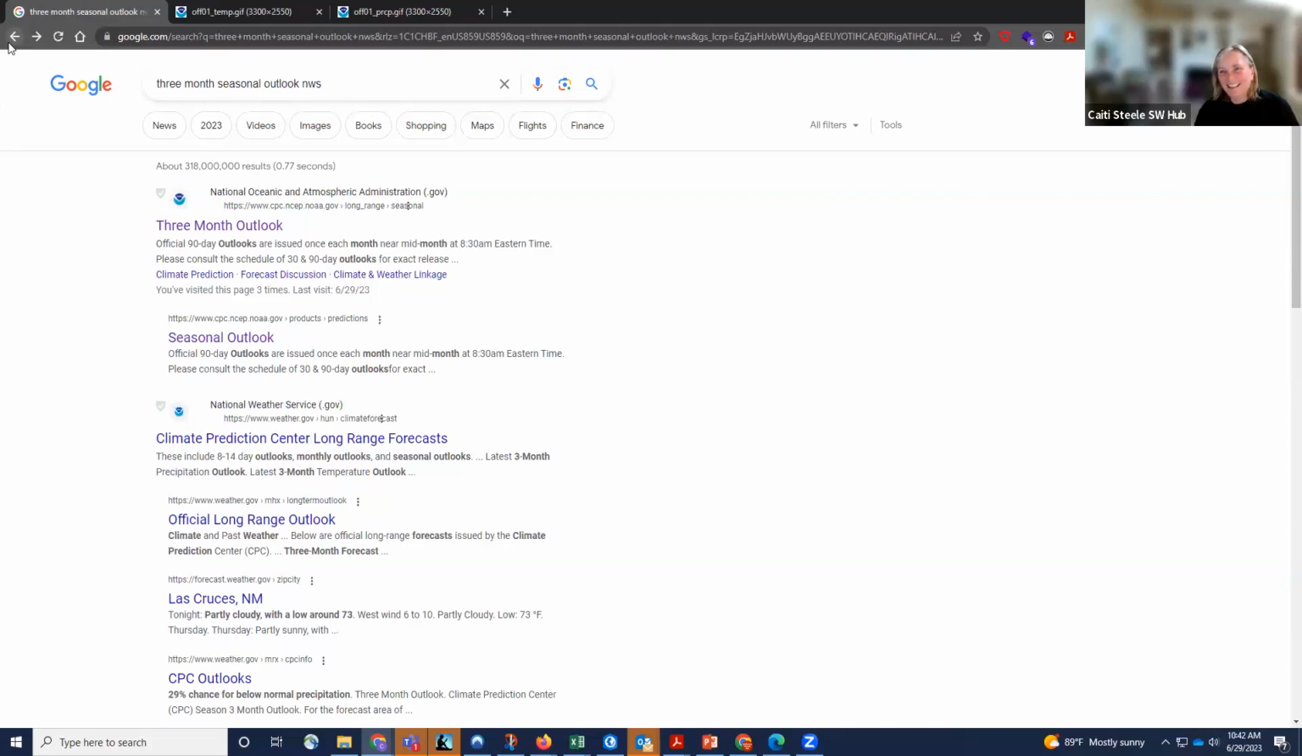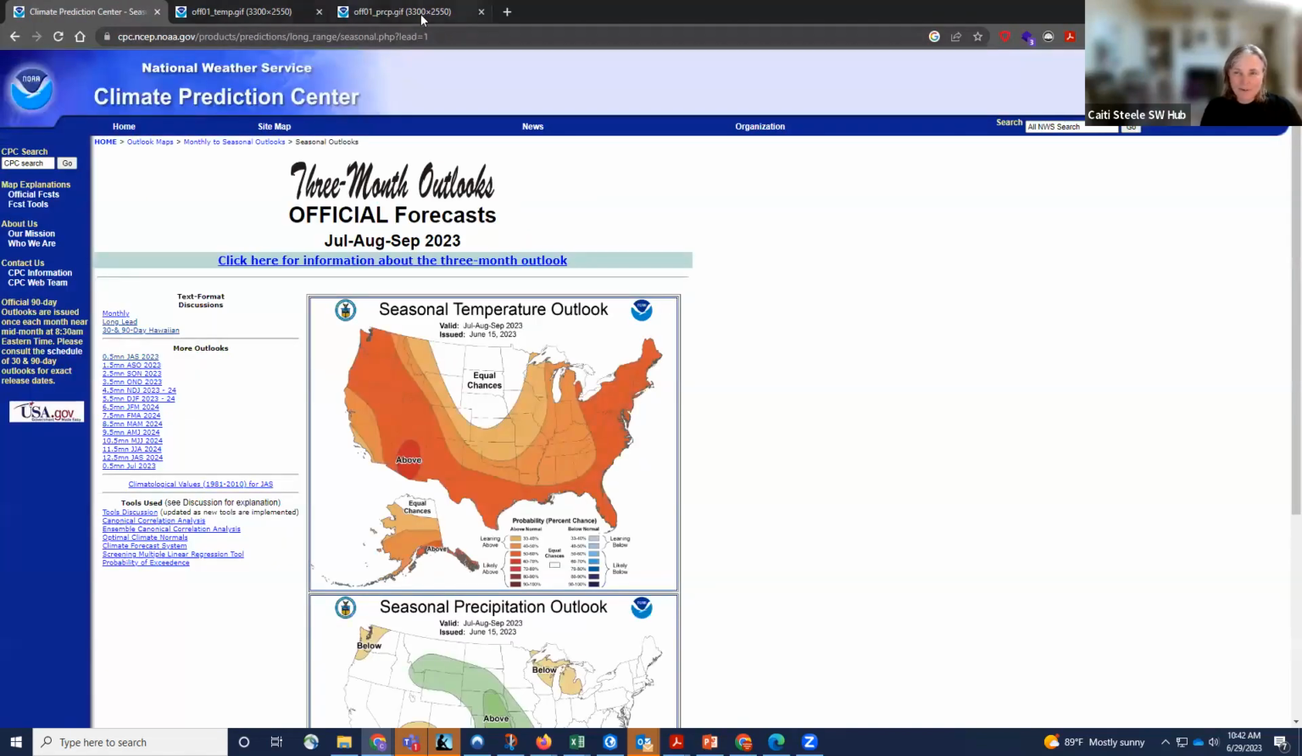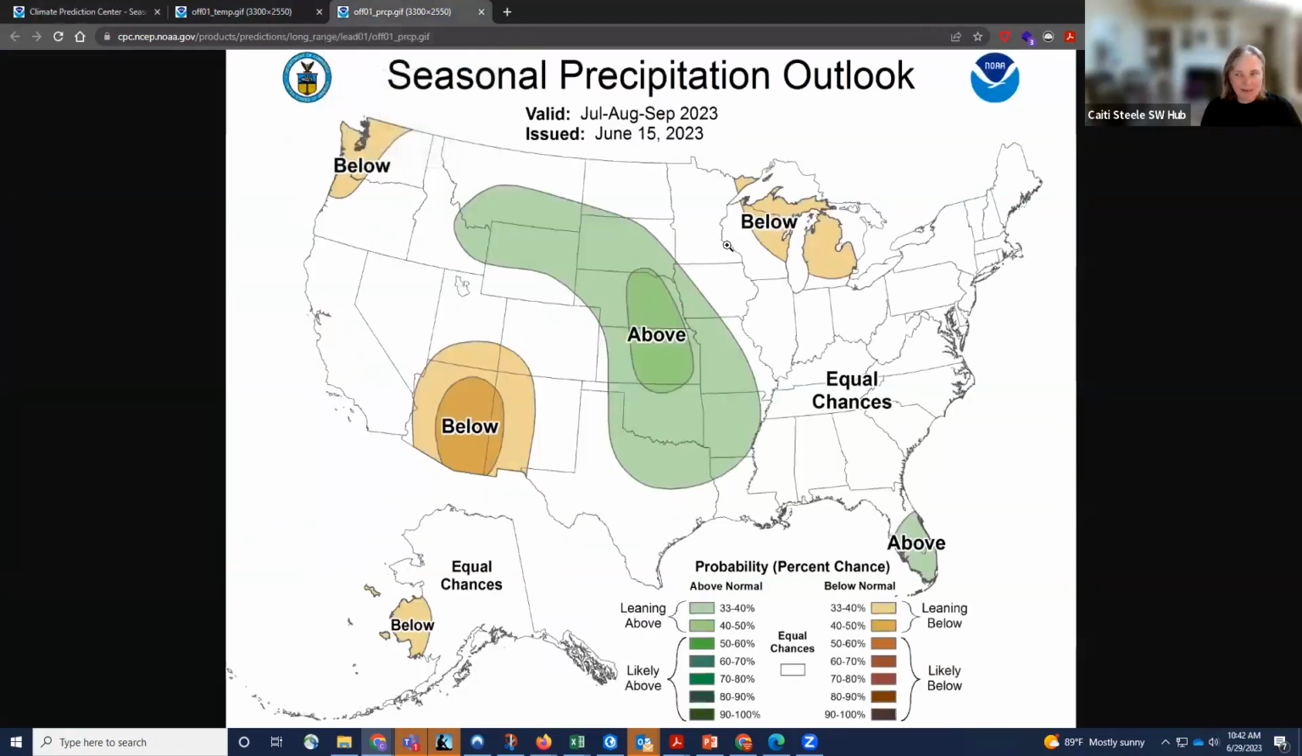Thanks, Tanya. To find the seasonal outlooks for temperature and precipitation, just Google 3-month seasonal outlooks National Weather Service, and the top results should take you right to the 3-month outlook page. So let's take a look at precipitation first for the Southern Plains region. Looking at this outlook, pretty much the whole area is in the zone of equal chances. What this means is that we don't really know if you're going to get above average or below average precipitation for the upcoming growing season. The 1-month outlook, if you're interested, looks pretty much the same.